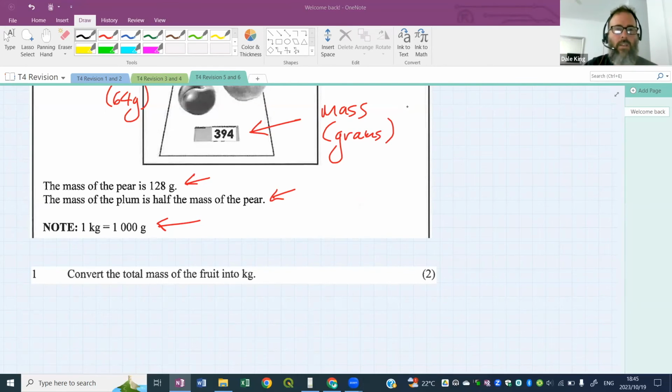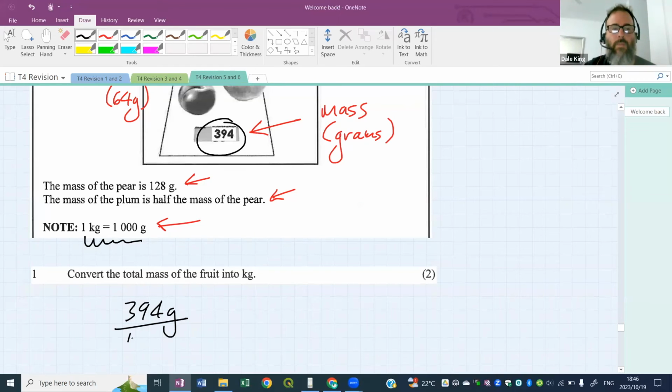Convert the total mass into kilograms. This is the total mass shown up here. They want you to convert it into kilograms. They give you a conversion, guys. It's the easiest 2 marks. Yes, we all know, right? So 394 grams to get to kilograms. We know there's 1,000 grams to get 1 kilogram. So we must divide this by 1,000. And we will get 0.394 kilograms.